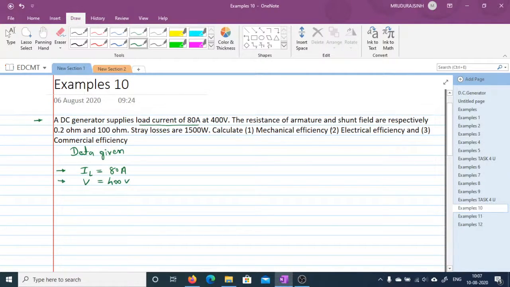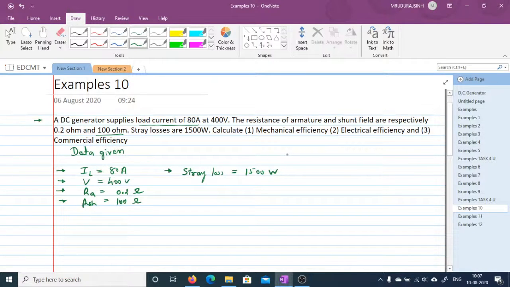The resistance of armature and shunt field are respectively 0.2 ohm and 100 ohm. Stray losses, so the another thing given is stray losses is equal to 1500 watt.